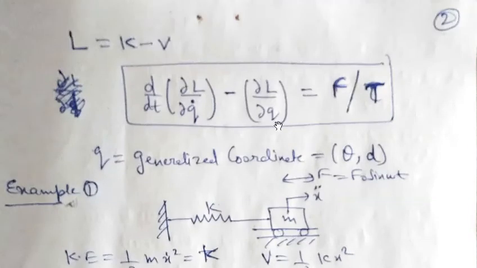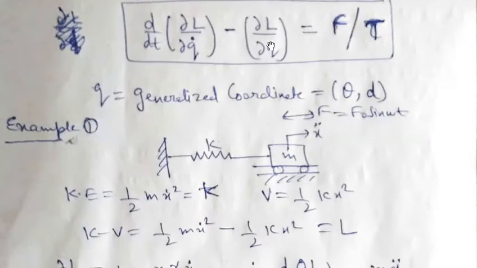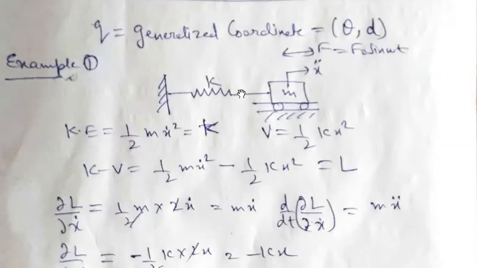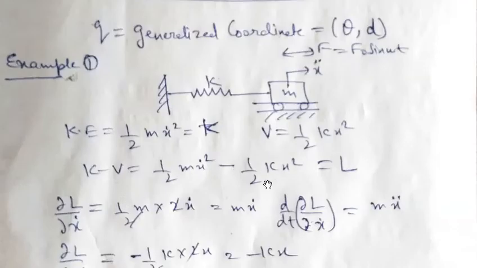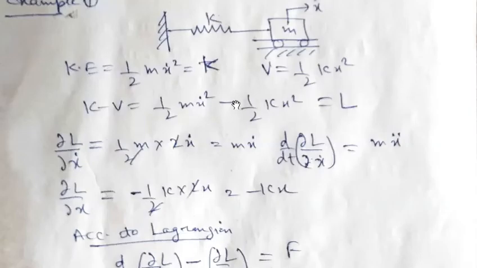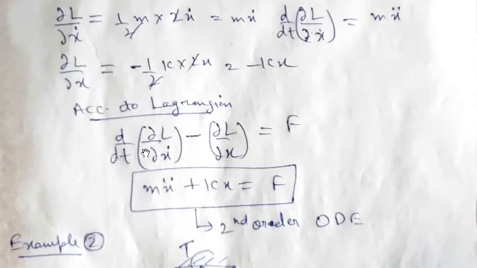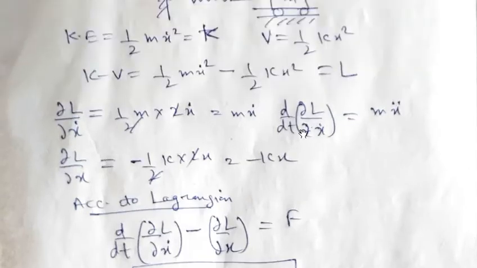Now talking about the second expression, del L by del q, which in our case is del L by del x. So del L by del x is equal to what? The only function of x is the minus half kx square. So this term becomes 0, and this becomes minus half into k into 2x, the 2s cancel, giving minus kx. Now you have this term and this term. According to Lagrangian, this minus this is equal to the sum of all the forces, since I am talking about rectilinear motion.